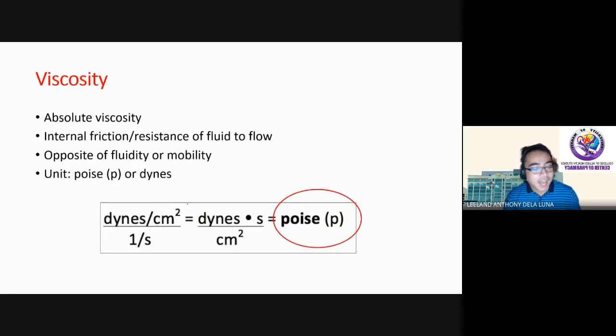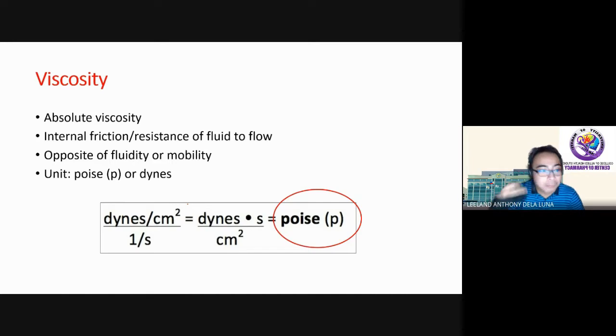Now, viscosity, class. When we talk about viscosity, it talks about the internal friction or resistance of fluids to flow. When you pour water, class, normally there is almost no resistance. Almost no resistance. So that's why we call it a non-Newtonian fluid. Almost no resistance. But, class, if you pour oil, for example, it resists the flow, right? It doesn't pour out right away.